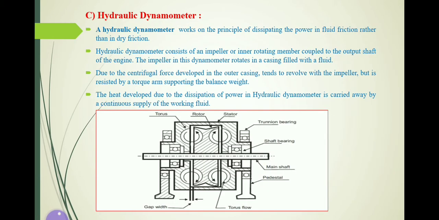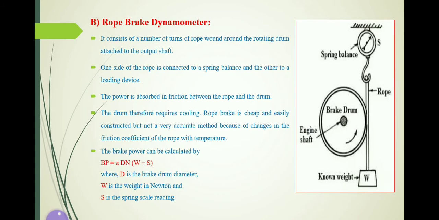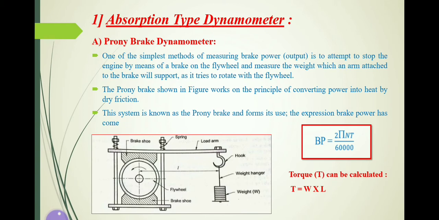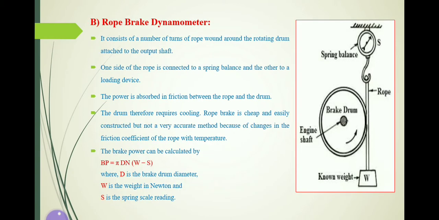Now we'll discuss the third type of dynamometer, that is the hydraulic dynamometer. In the last two types of dynamometer we used friction: in the Prony brake dynamometer, friction between the brake and flywheel, and in the rope brake dynamometer, friction between the rope and brake drum, and that is dry friction.